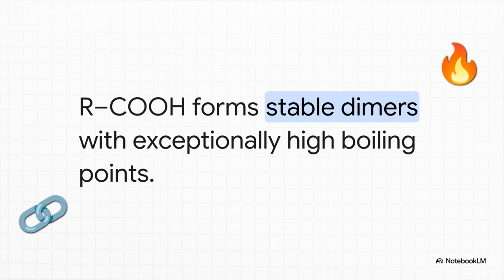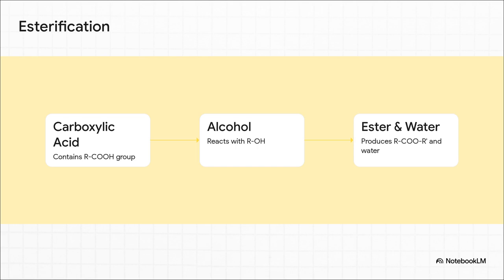That has to be their boiling point. By forming extremely strong hydrogen bonds and often pairing together as super stable dimers, carboxylic acids have the highest boiling points among the common simple functional groups we're looking at today. So what happens when you take that powerful carboxylic acid and react it with an alcohol? Well, this reaction, known as esterification, yields an ester and water.